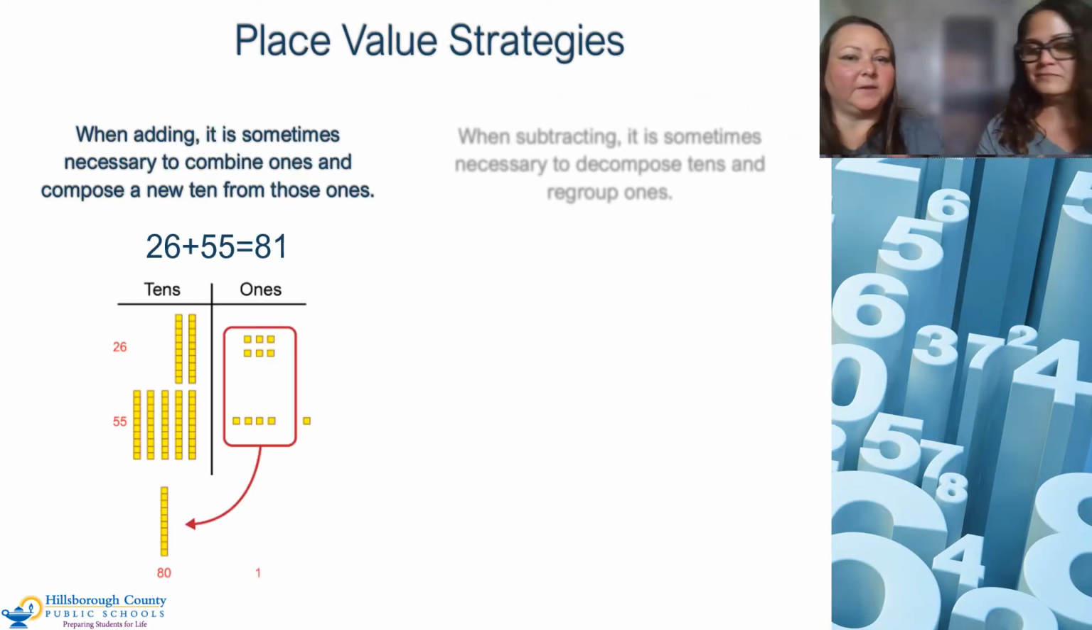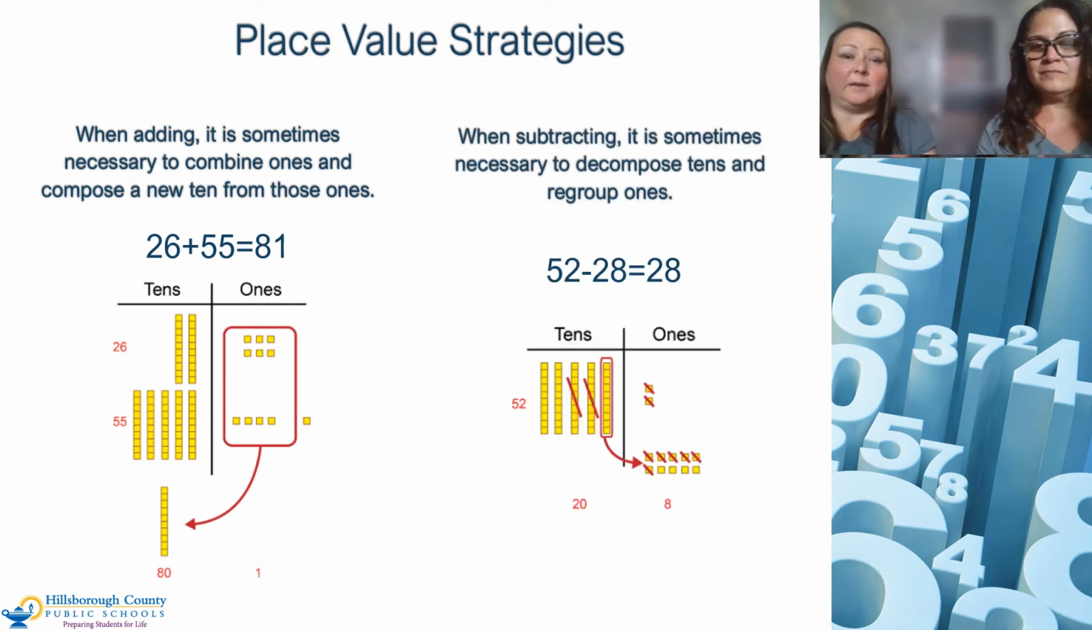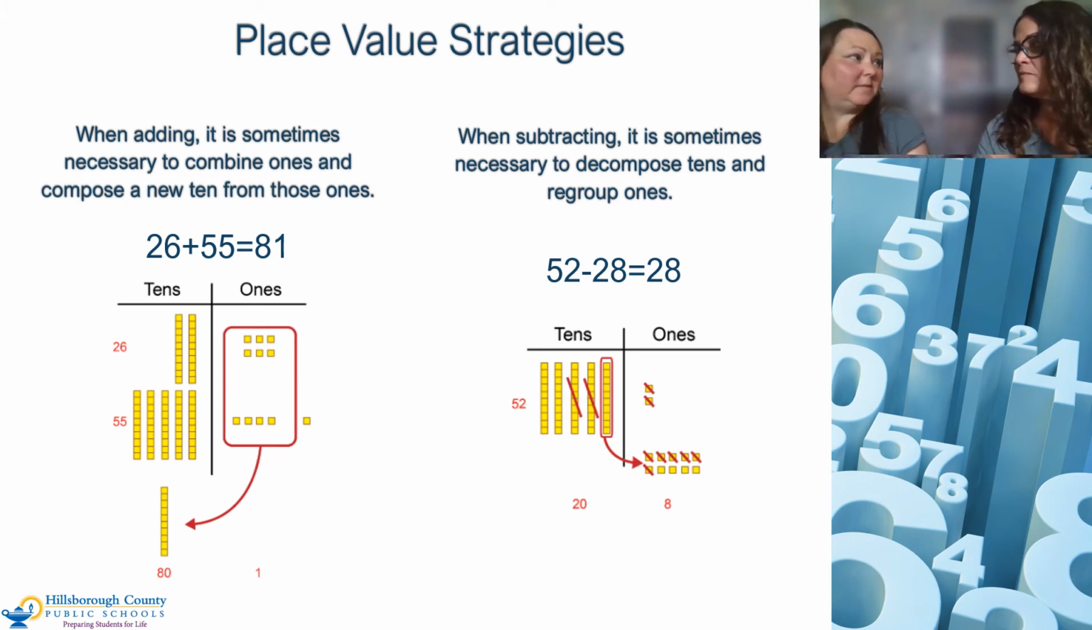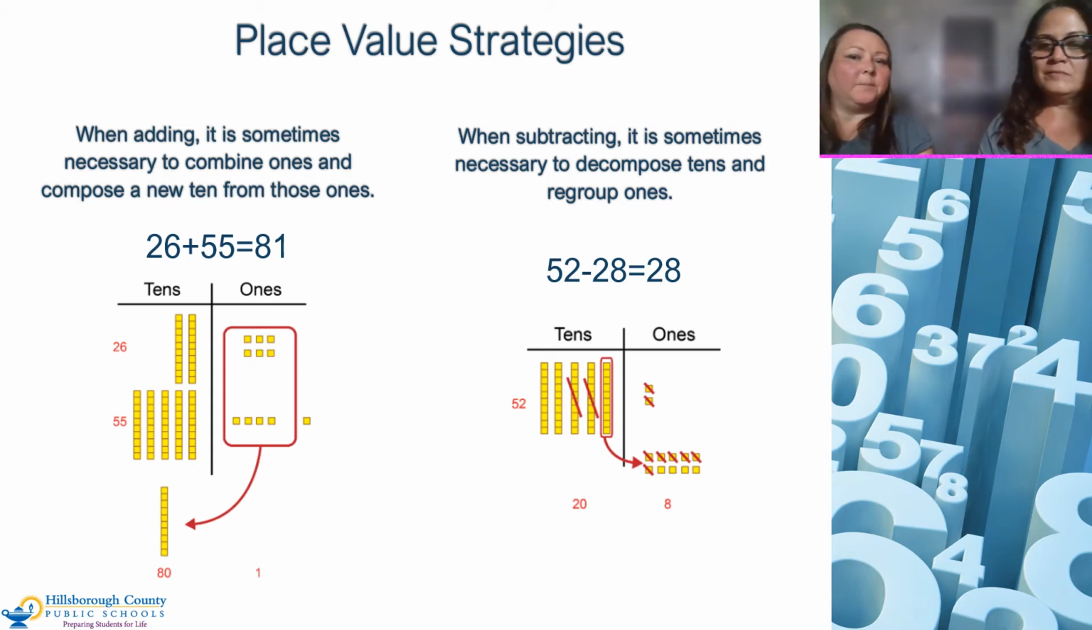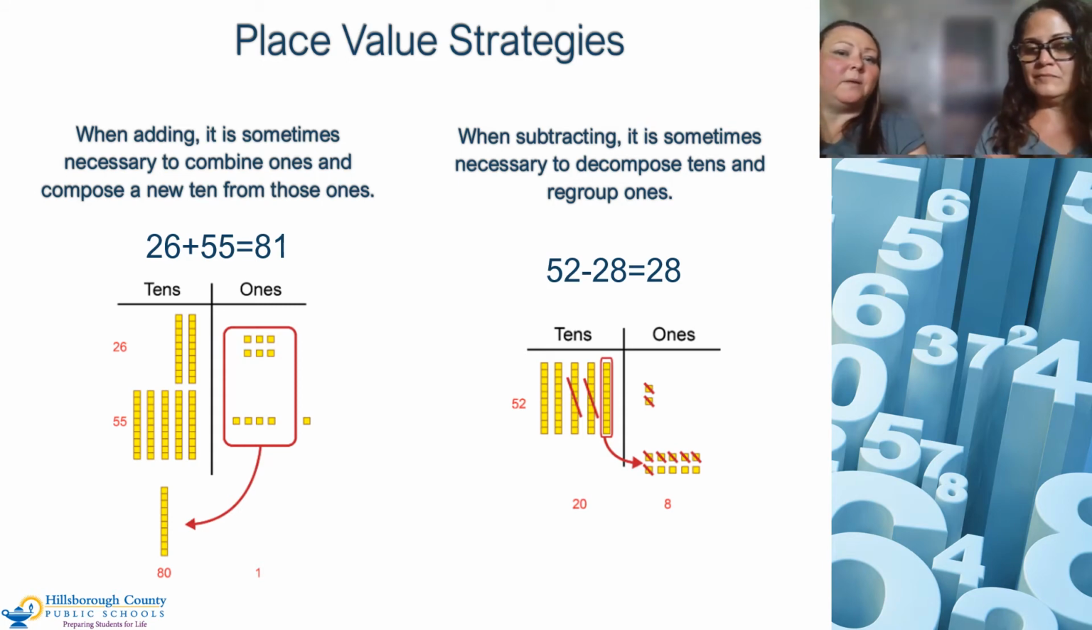Continuing with the place value strategies, sometimes when we're adding, we have more than 10 ones, and I'm going to have to group those 10 ones for a 10, and then vice versa. When I'm subtracting, sometimes it's necessary to decompose tens and regroup them to ones. So it's really important that we still do this concretely using those base 10 models so students understand why they need to regroup or rename.